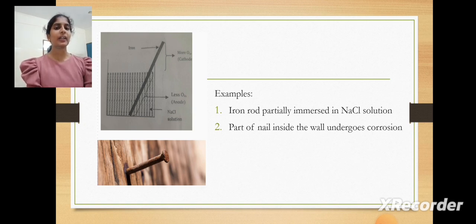The part of the metal immersed in the sodium chloride solution, exposed to the lower concentration of oxygen, acts as the anode and is affected by corrosion, while the other part outside the sodium chloride solution acts as the cathode and is unaffected by corrosion. Another example of differential aeration corrosion is the part of a nail inside a wall undergoing corrosion.